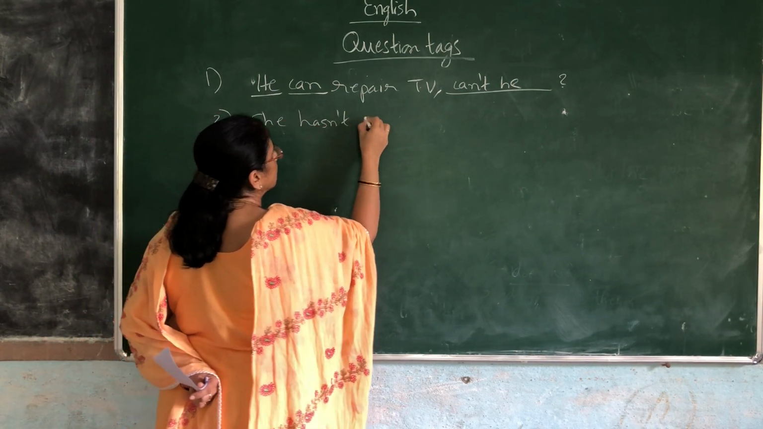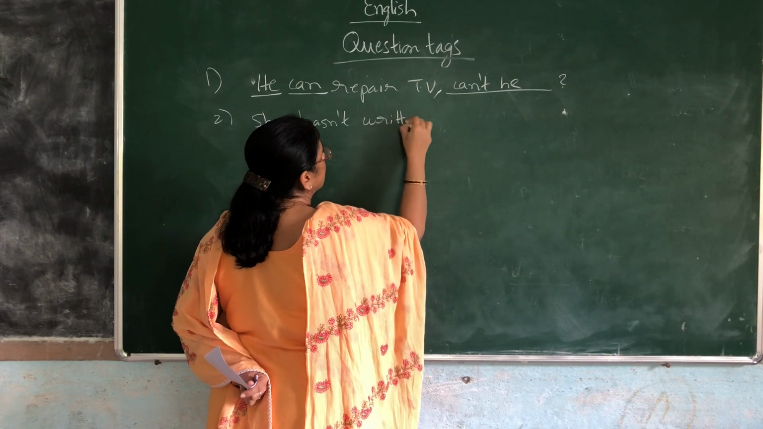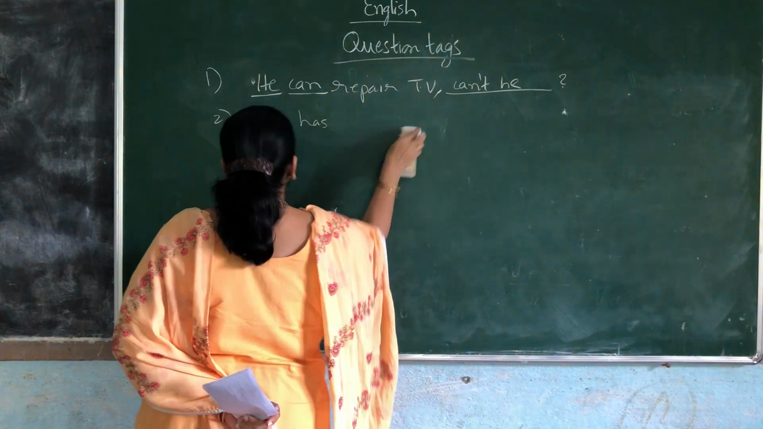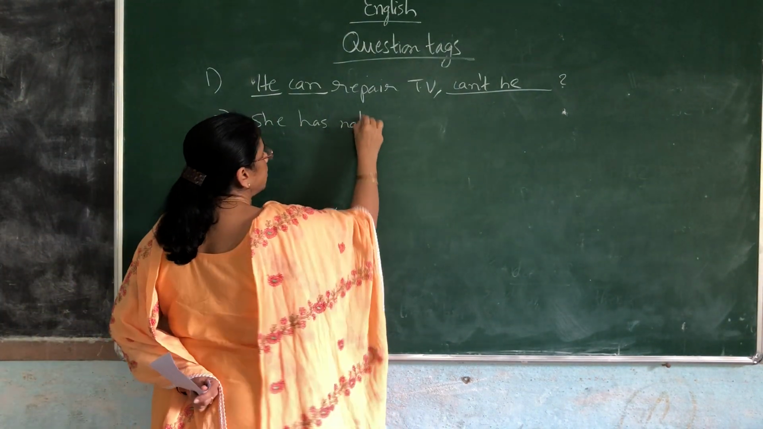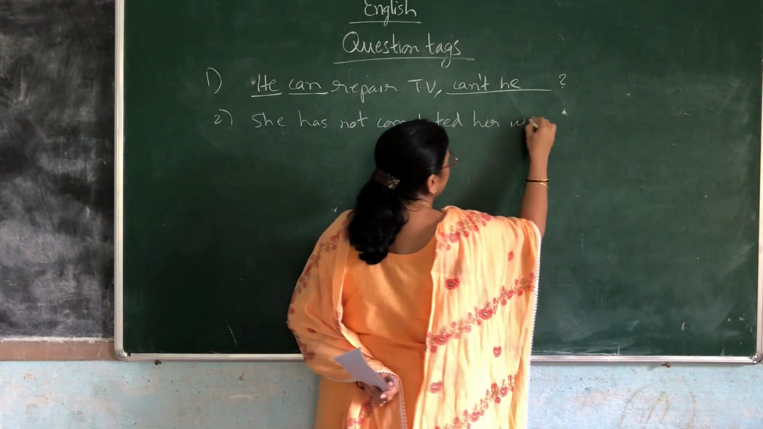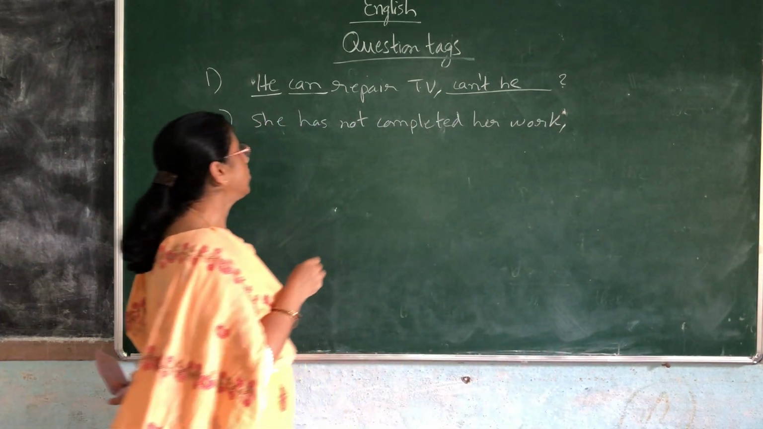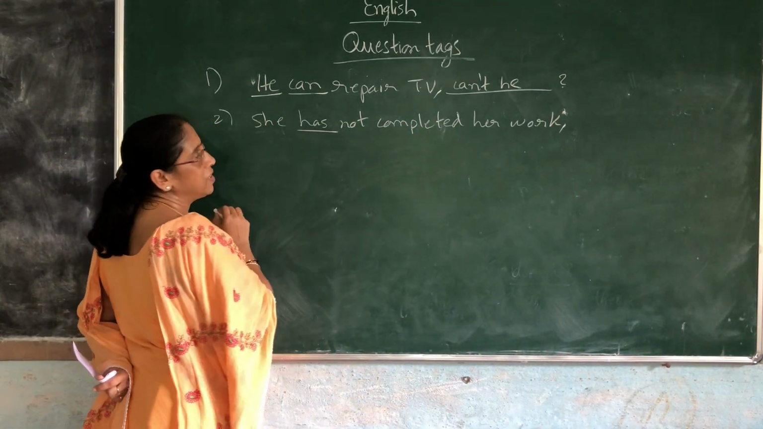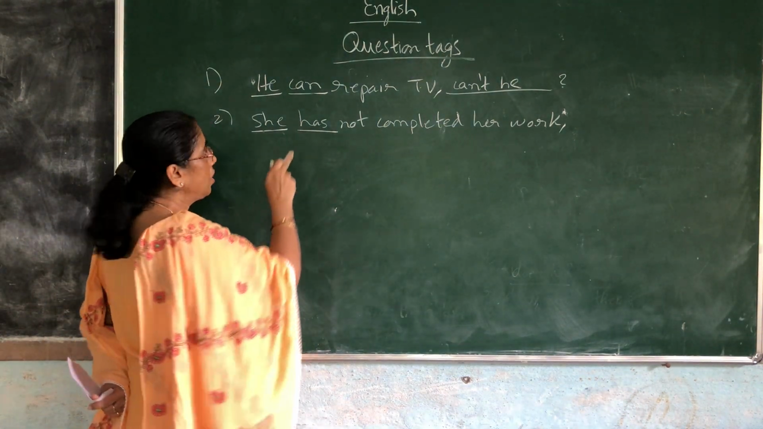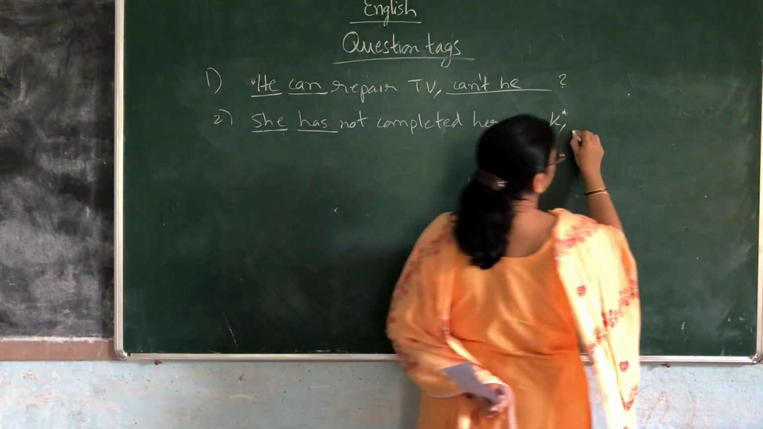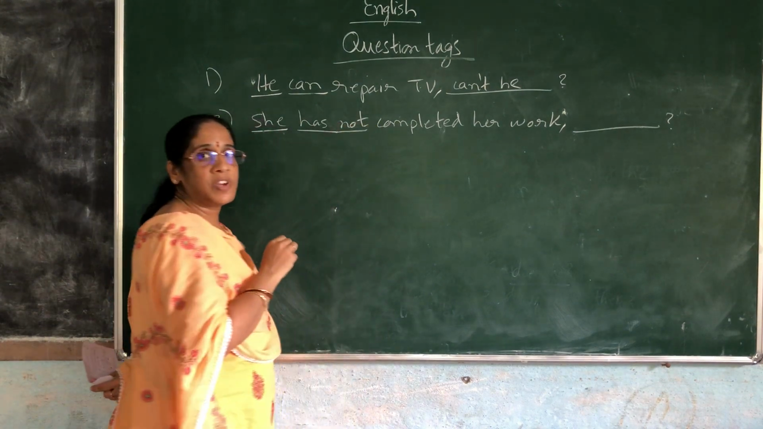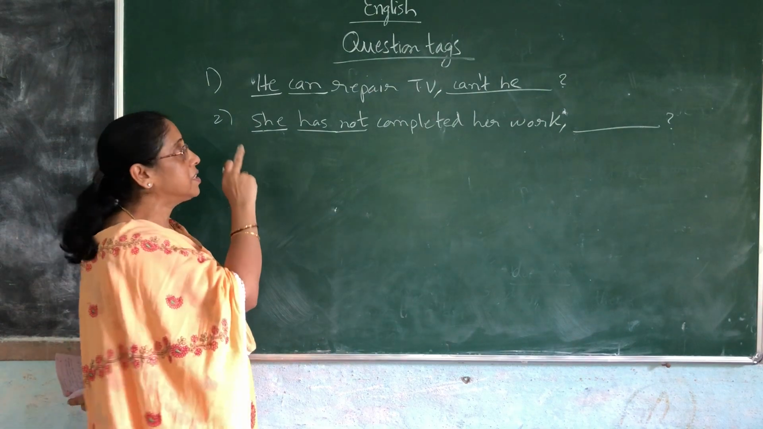Next, she hasn't completed her work. She has not completed her work. So what are the verb and the action word used, ma'am? This is the auxiliary, that is the helping verb. Okay, action word. She is the pronoun. Okay. So how should you start now? As I told, you should use has, and what is the other thing you should remember here? Not is also given. Is it a negative or a positive sentence? It is a negative sentence there.